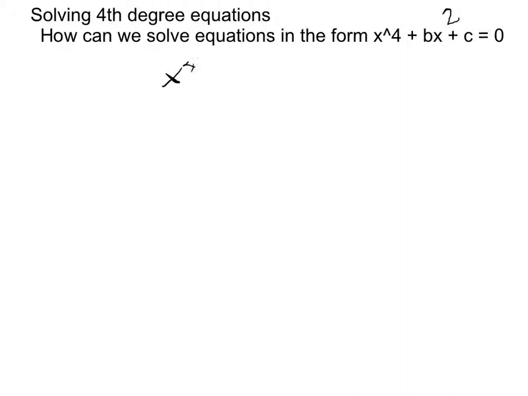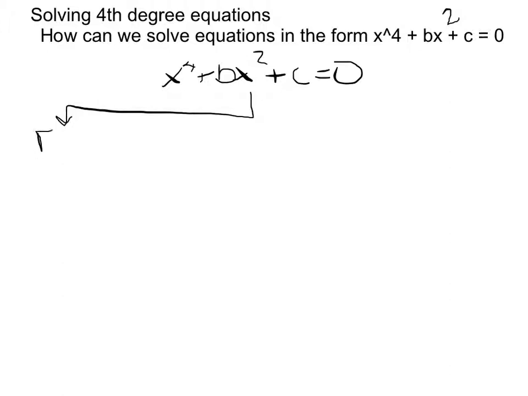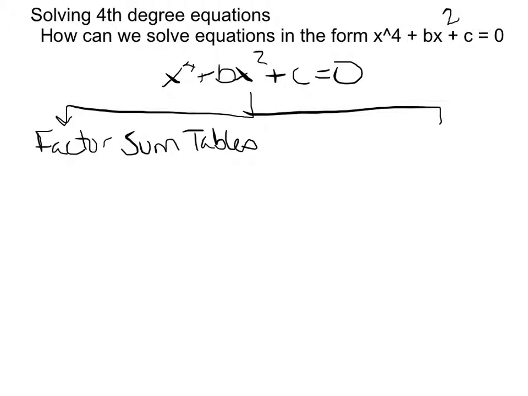So x to the fourth plus bx squared plus c equals 0. So once again, like before, notice I have to be equal to 0 in order to use these types of equations. And also, I'm going to work on having a coefficient of 1. When I have a coefficient of 1 and I am equal to 0, I am going to use one of two methods. The first being factor sum tables. And the second one being a special formula.